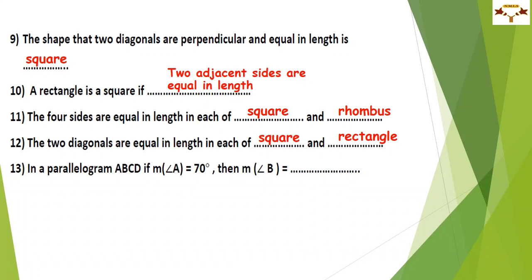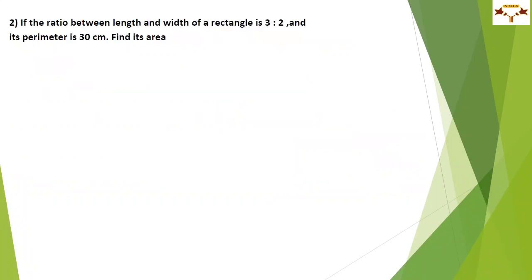If I draw the parallelogram, I will find that the two angles A and B are two consecutive angles. So their sum is 180 degrees. Angle A plus angle B equals 180, so angle B equals 180 minus 70, which equals 110 degrees.